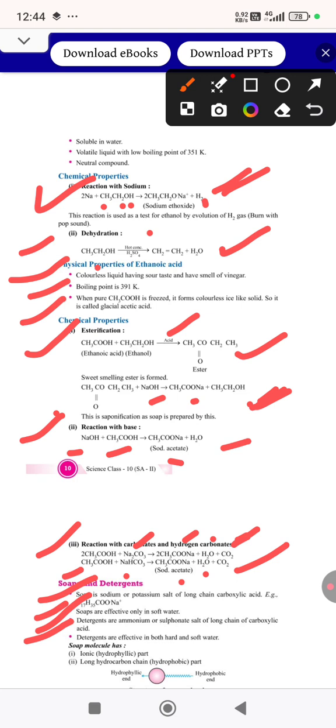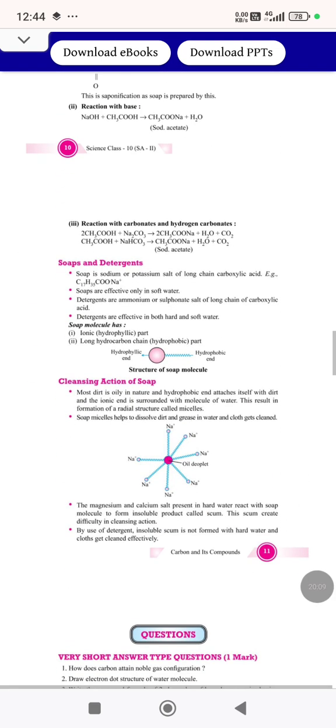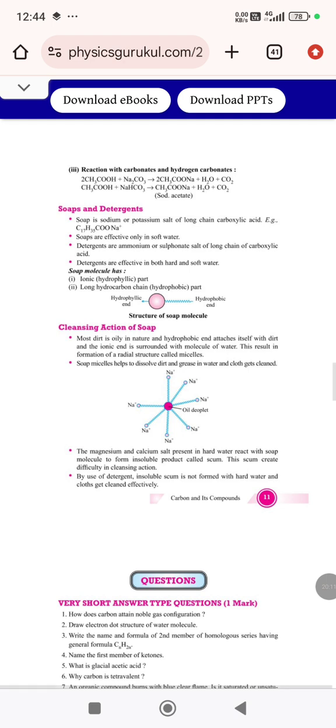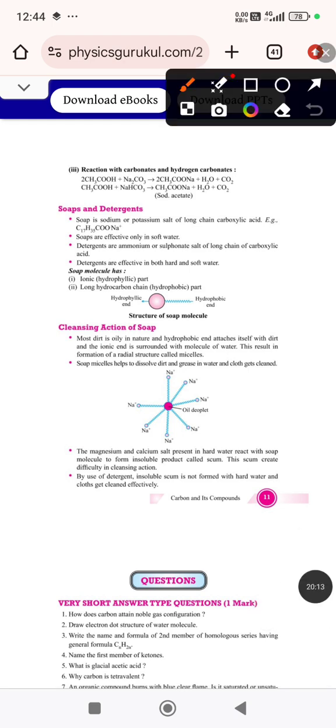Soap molecule has an ionic part and a long hydrocarbon chain part. The ionic part is known as hydrophilic and the long hydrocarbon chain part is called hydrophobic. This end is hydrophilic and this is hydrophobic.